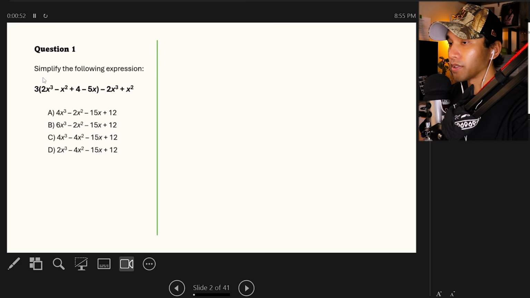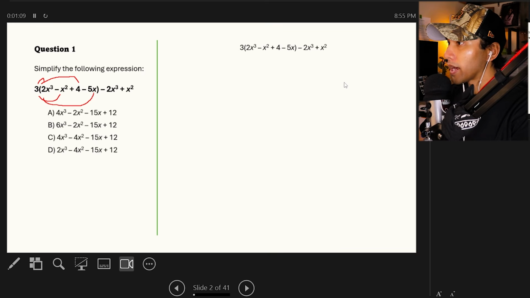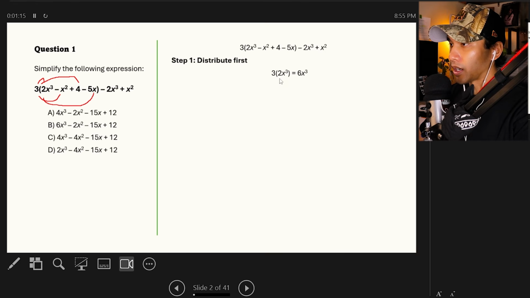We're going to distribute the 3 to the 2x cubed, to the negative x squared, to the 4, and to the minus 5x. So I will show that to you right now. The first thing I would do when I'm taking the aptitude test is write the problem down. Then I would distribute. So let's do this line by line.